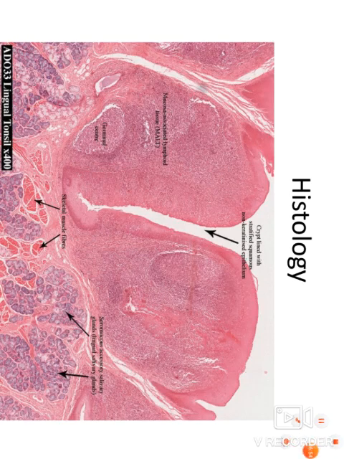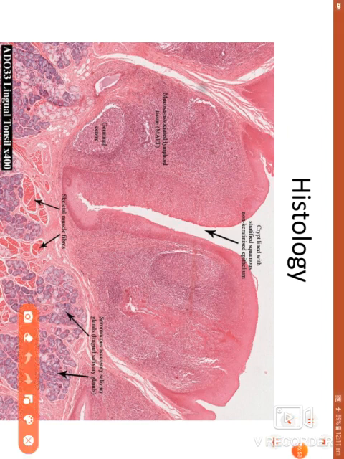Then here is the microscopic structure of the tonsil. When we take a section and stain it with hematoxylin and eosin, it appears like this. This is towards the exterior surface, lined with epithelium. This is the stratified squamous non-keratinized epithelium.